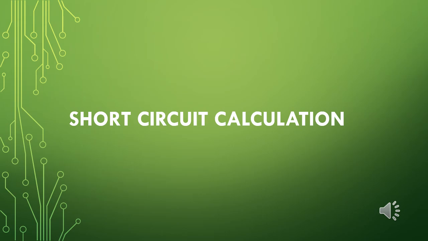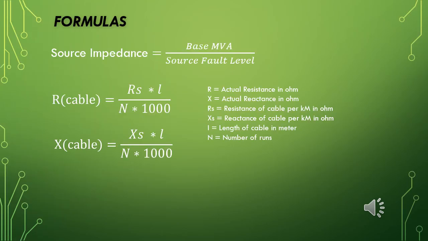Hello engineers, today we will be covering short circuit calculations for low voltage systems. Let's see some important formulas first. Source impedance is equal to base MVA by source fault level.